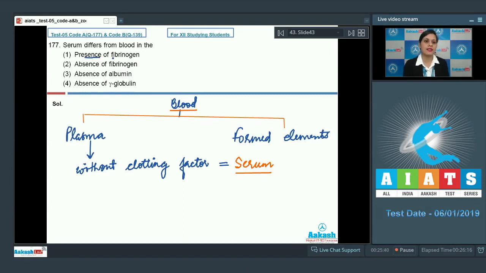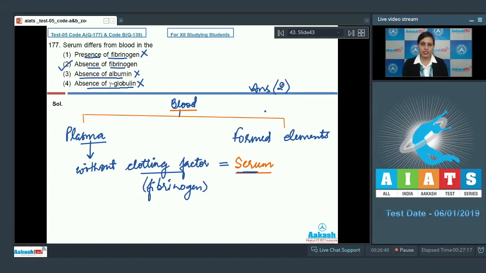The very first option given is presence of fibrinogen, and this is an incorrect option because serum lacks fibrinogen, which is a clotting factor. The second option is absence of fibrinogen, and this is a correct answer to our question because serum lacks this clotting factor fibrinogen, and that's how it is different from blood, which contains clotting factors. The next option given is absence of albumin and absence of gamma globulin, and these are incorrect options because albumin and gamma globulin are the plasma proteins and these are present in serum. So the correct answer to this question is option number 2. Let's discuss our next question.